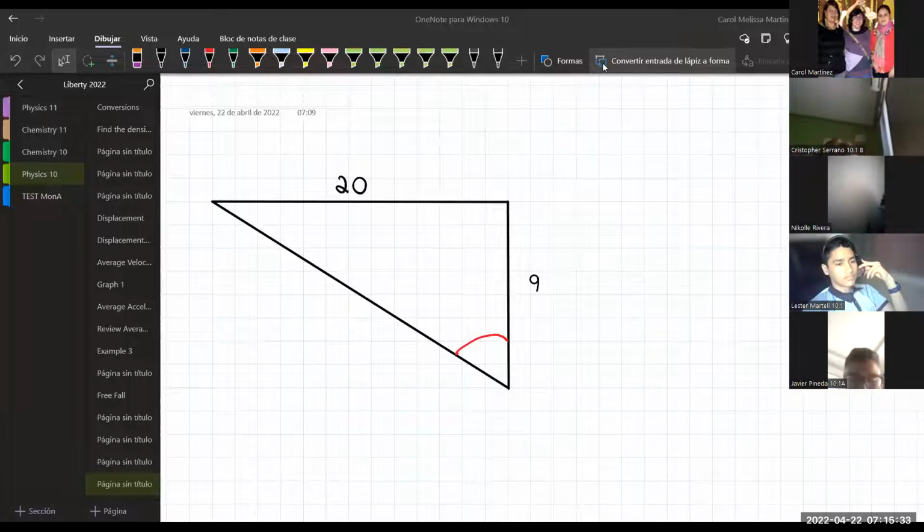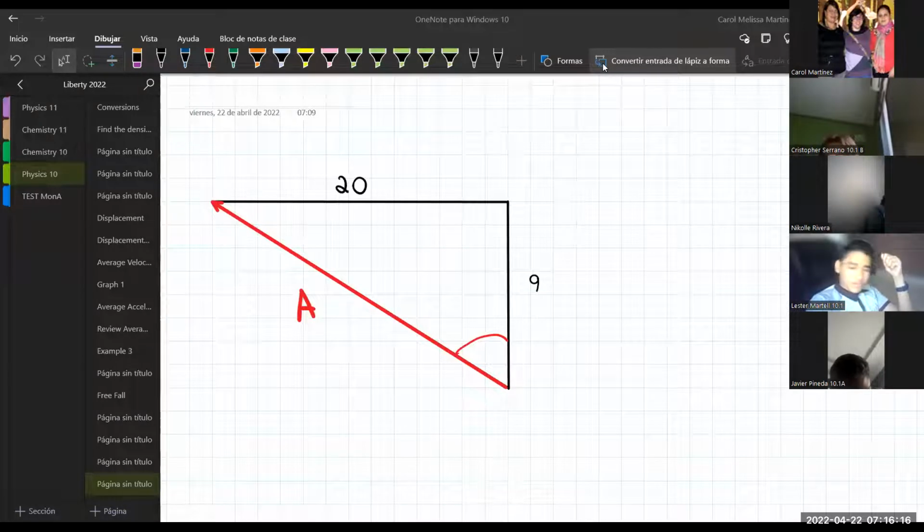What do I need to do with this angle? We need to find the hypotenuse. Let's say that this is my hypotenuse. What direction does it have? I'm going to call this hypotenuse A, and that is going to be my vector.